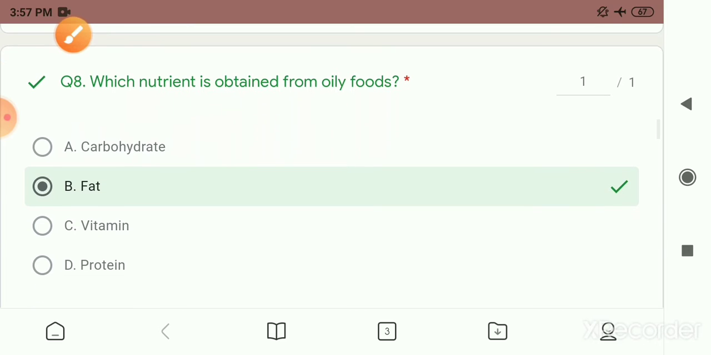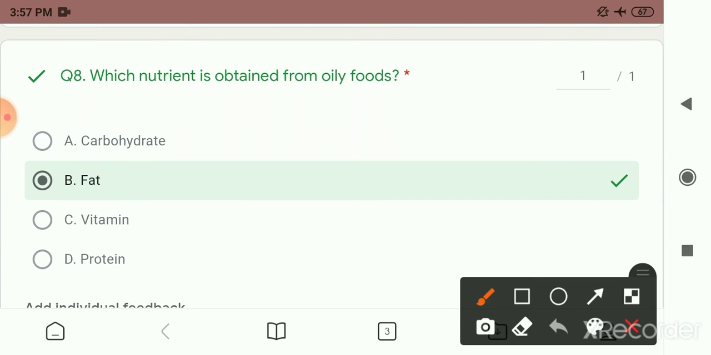Next, 8 number, which nutrient is obtained from oily foods? What are we getting from the oily foods? The options are carbohydrate, fat, vitamin and protein. So here your answer is option B, that is fat. We are getting fat from the oily foods.